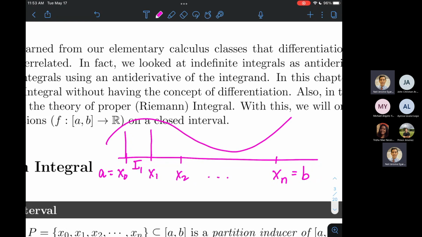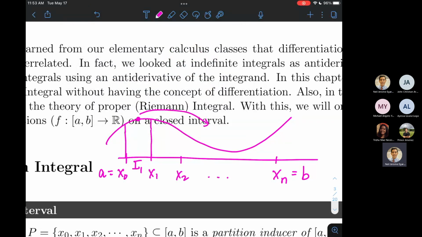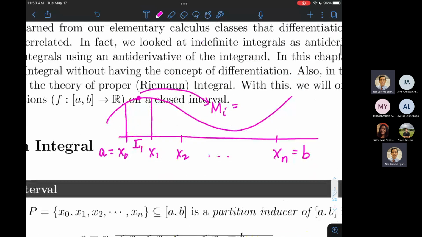Yan, para medyo obvious yung maximum. Nandun tayo sa closed interval AB, ito yung maximum niya. So, ibig sabihin, yan yung i-consider ko. Ito yung capital M sub I. Ito ay equal sa supremum ng mga f of x's, where x's belong to I1. Alright? So, siya yung equal dyan.